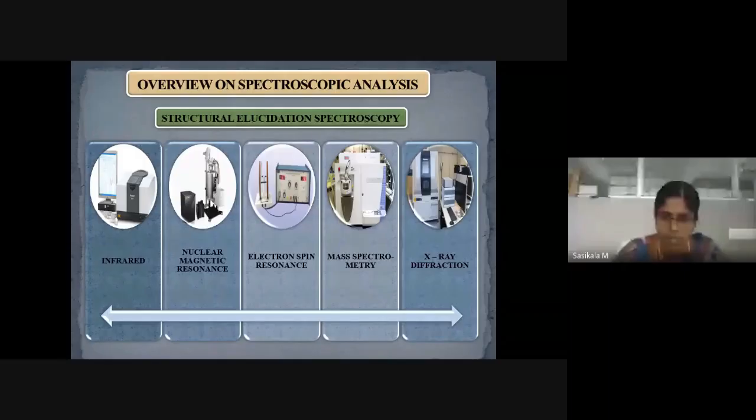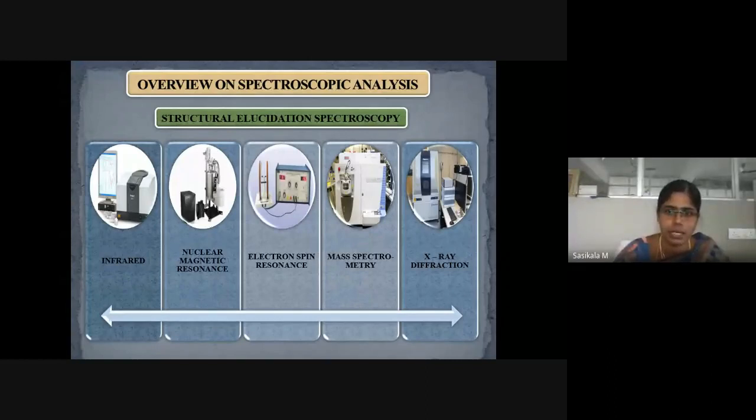So after IR and NMR analysis, we move on to analyze the molecular weight of the detected molecules. Then X-ray diffraction spectroscopy. This tells us whether the molecule is crystalline or amorphous, what nature it has. That type of analysis can be carried out by X-ray diffraction analysis.